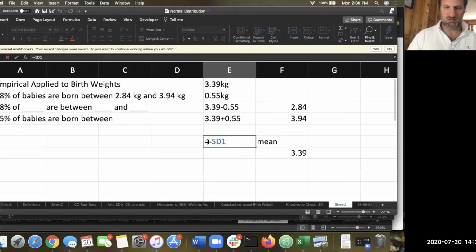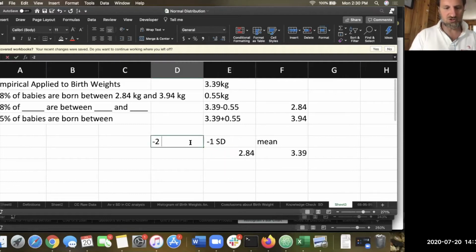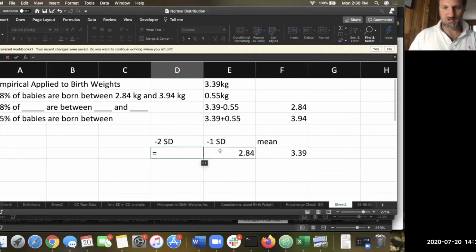No, I'm really sorry that I let you correct me. Okay. My goodness, that's not what I wanted to say. -1 standard deviation took me down to 2.84. Minus another standard deviation takes me down to 2.84 minus 0.55, so 2.29.